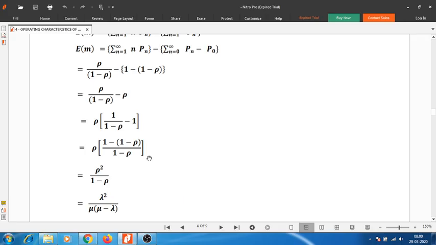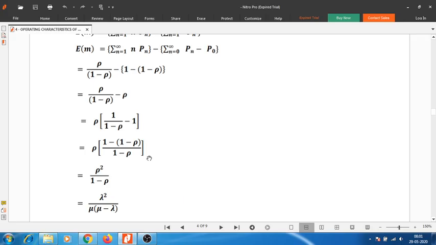Okay, so we derived the operating characteristics of the queuing model. One is the probability of more than n units in the system. Second, the expected number of customers in the system. Third, the expected number of customers in the queue.